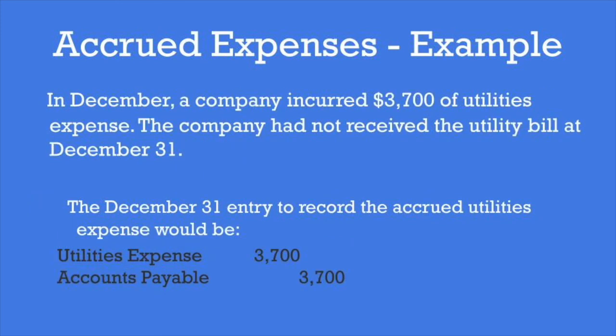In December, the company incurred $3,700 of utility expense. The company has not received a bill. So what we need to do is record the fact that that expense has happened. Utility expense gets debited by $3,700, and accounts payable is credited, meaning we recognize that we have to pay someone. It's going to hold over until the next period until we actually pay it, for $3,700.